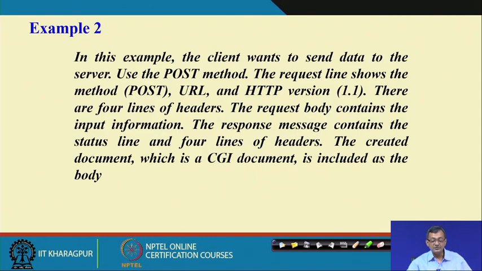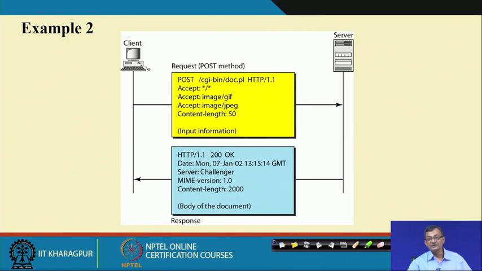The response message contains the status line and 4 lines of header, and the created document, which is a CGI document, that is, if you remember, the common gateway interface document, is included in the body. So, it comes as a request message encoded as a CGI document for the body of the message.